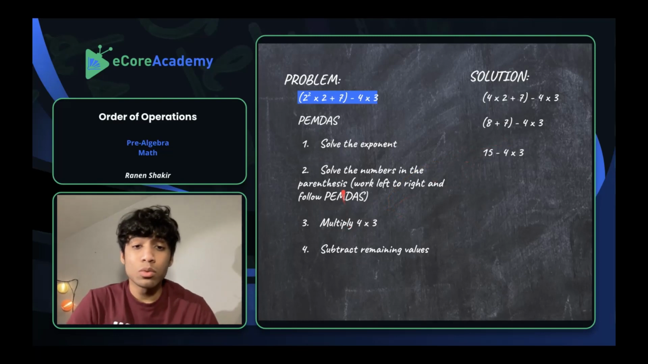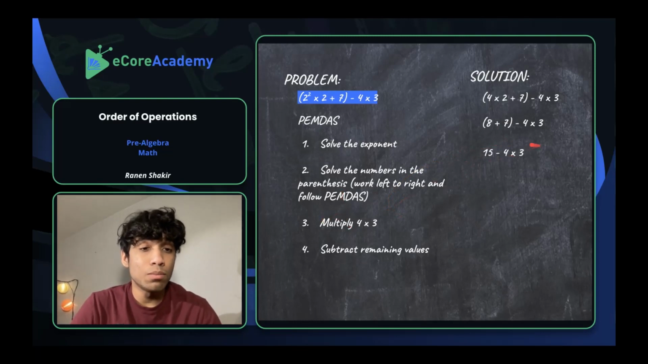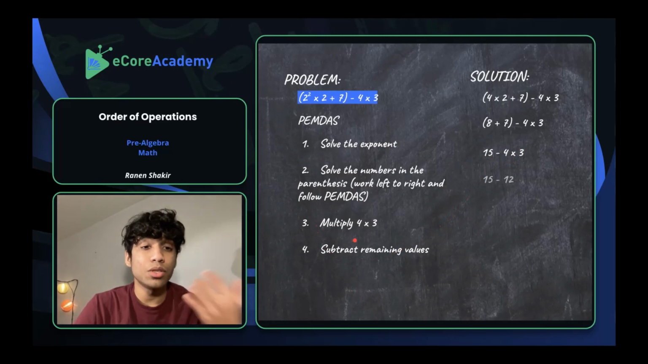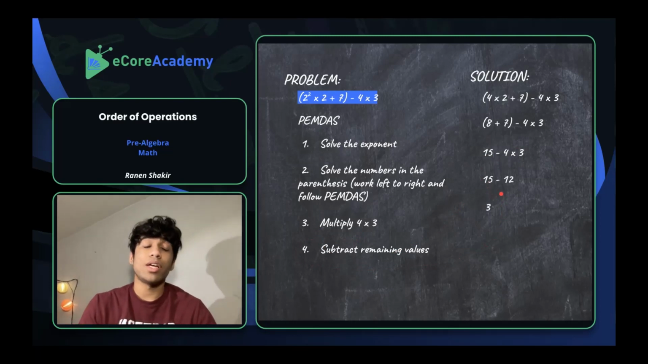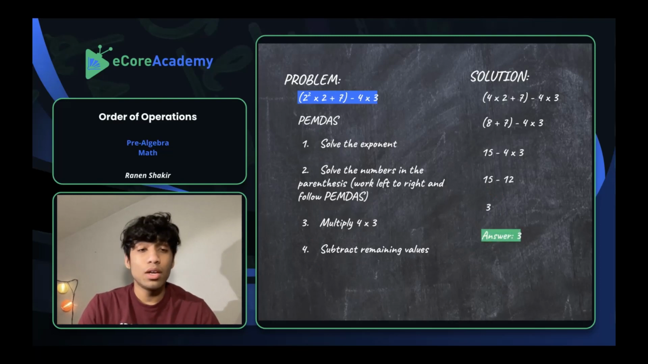So the next step is we must follow PEMDAS. That means we have to multiply the 4 and the 3 before we subtract the 15 from the 4. So we have to multiply the 4 and the 3. 4 times 3 is 12, and our final operation is to subtract the remaining values. 15 minus 12, excuse me, is 3. So your answer to the solution is going to be 3. Again, if you got it right, good job. If not, go back and look where you might have gone wrong and try to fix it.